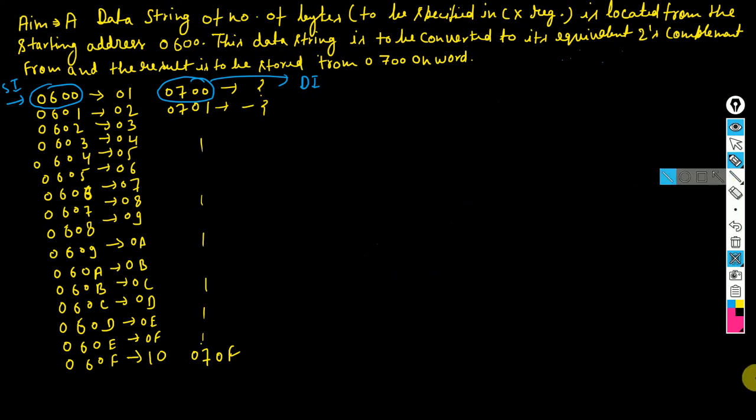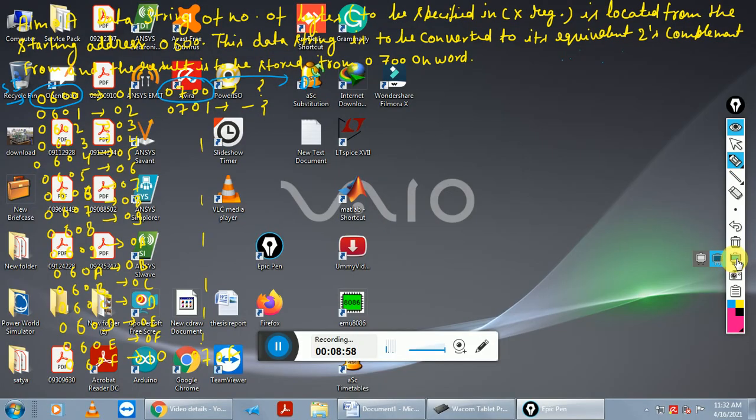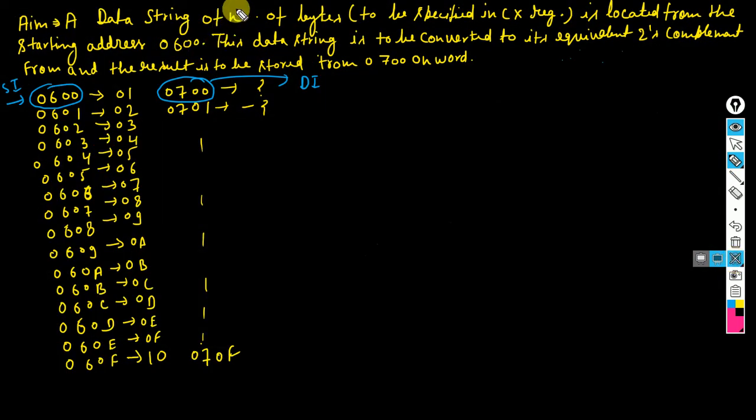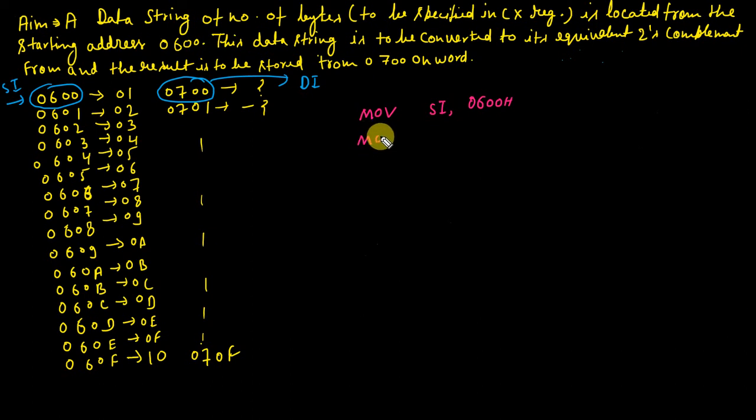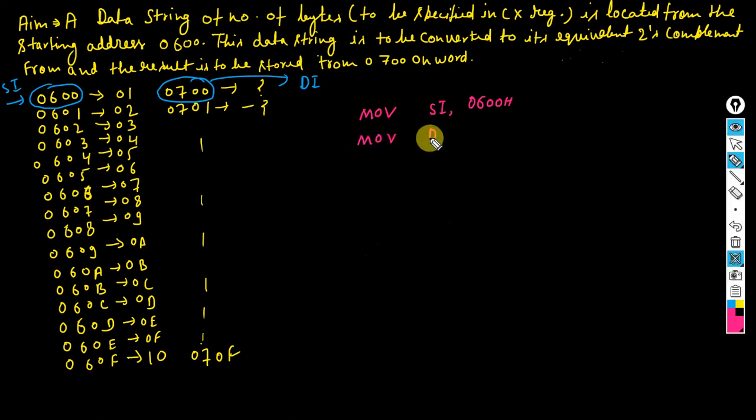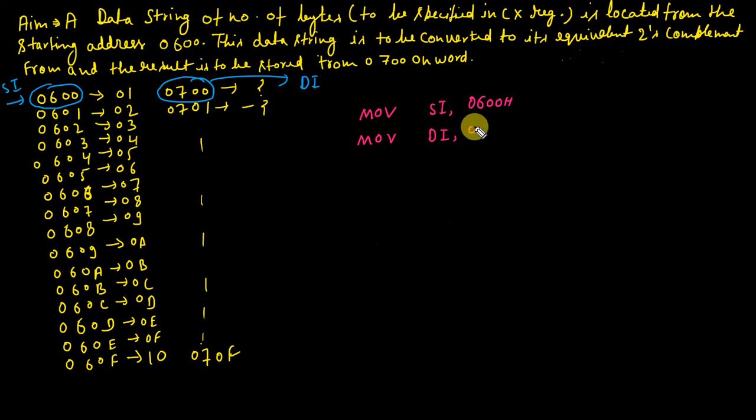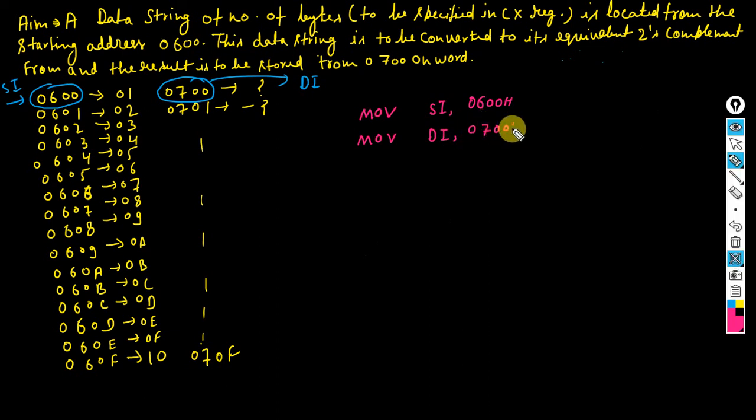Okay, let's move to our coding part. Our first instruction is MOV SI, 0600H. The next instruction is MOV DI, 0700H.